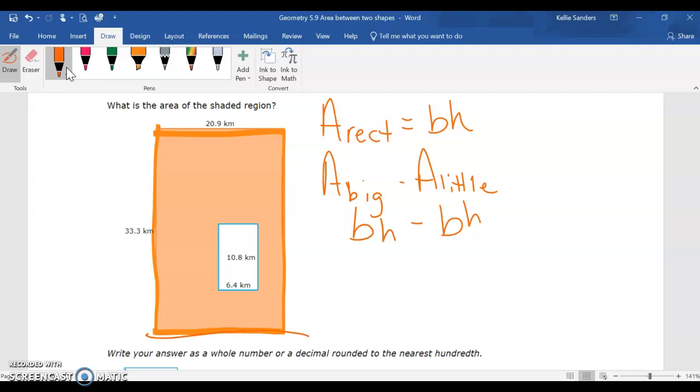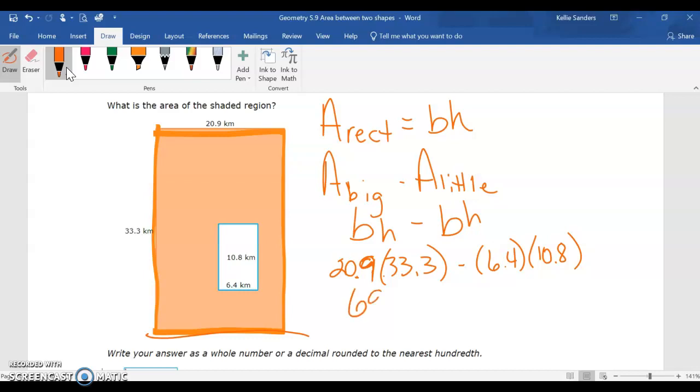So what's the base of the big rectangle? 20.9. And your height is 33.3. What's the base of your little rectangle? 6.4. And your height is 10.8. If you have one of my calculators, you can just go ahead and put all of that in exactly like that.